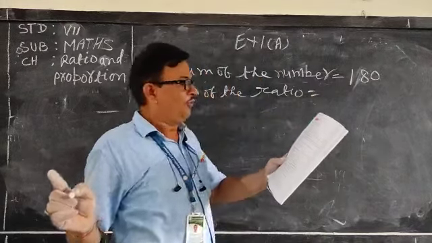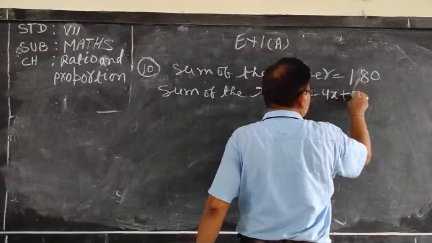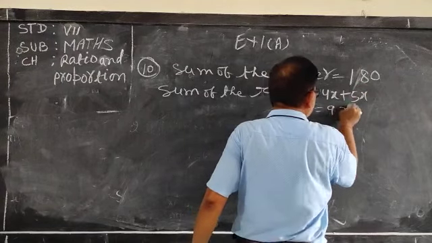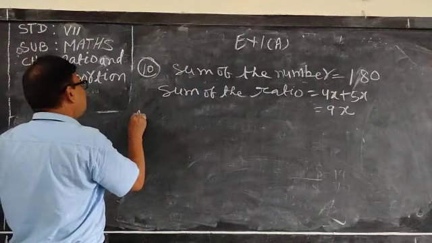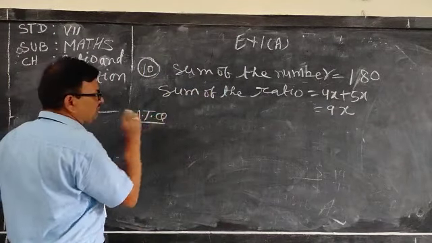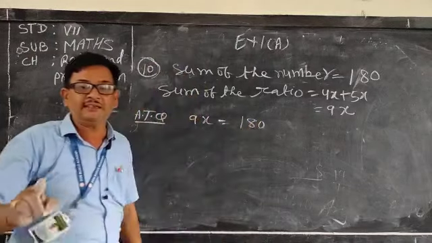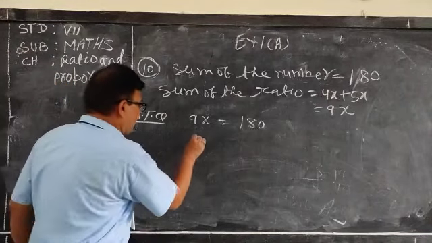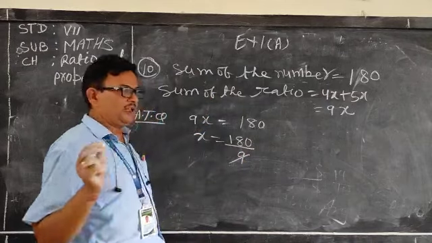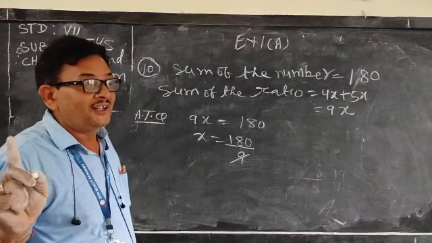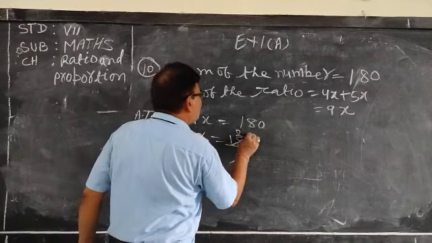The ratio 4:5 means you can write 4x plus 5x, which is 9x. Now according to the question, 9x is equal to 180. So x is equal to 180 by 9. Dividing 18 by 9 gives 2, then 0, so 20.